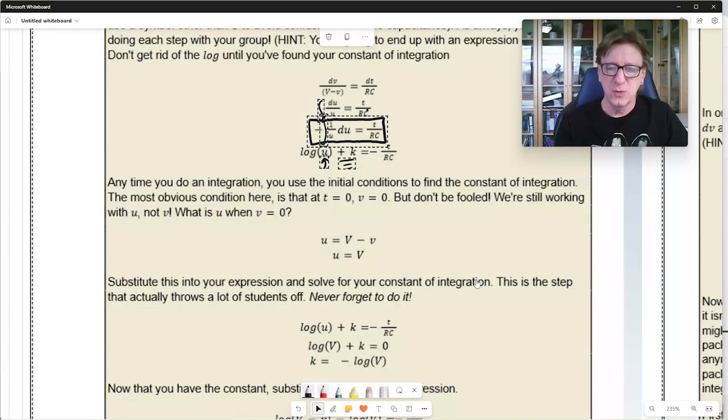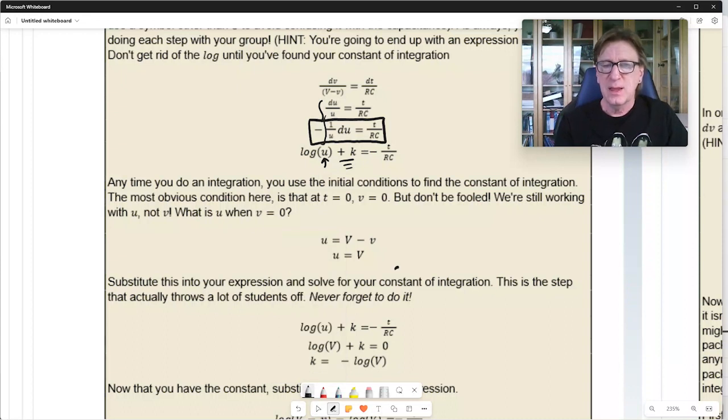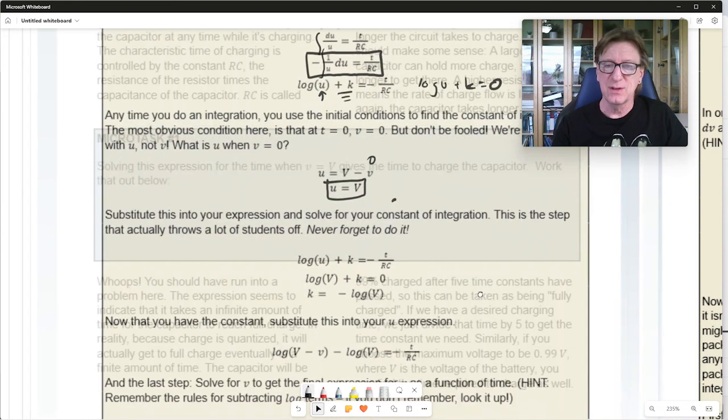So this is my u. And I'm going to put in 0 for v at that time. Then I'm simply left with this. So at time 0, u must equal V, not 0. So I'm not going to have a 0 for k. I want this side to be 0, right? So I would have log u plus k equal to 0 because I've got time 0. But now I know that at time 0, I must have what we have down here.